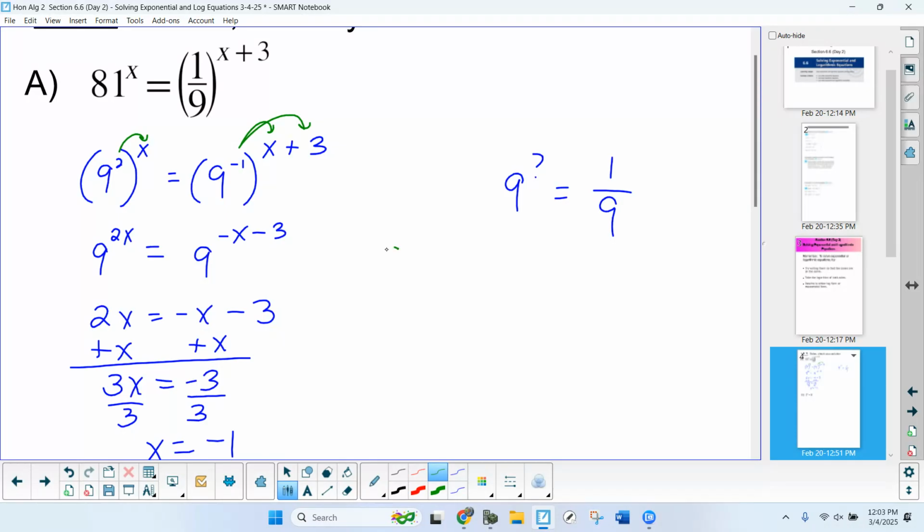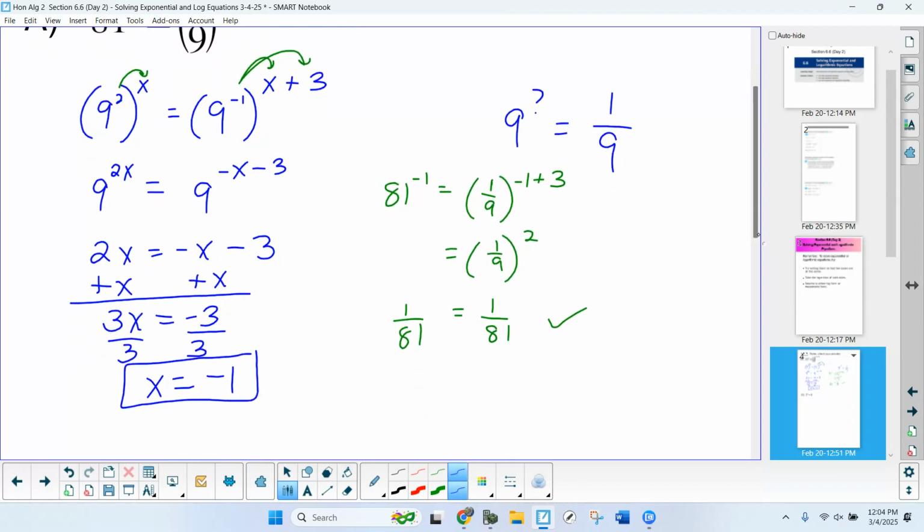When we check, 81 to the -1 equals 1/9 to the -1 plus 3. Well, let's work on the right side first. What is -1 plus 3? To the 2, and that's 1/9 times 1/9. What is 1/9 times 1/9? 1 over what? 81. What's 81 to the -1? 1 over 81 to the first. Did it work? Yes. Okay. Questions on A?